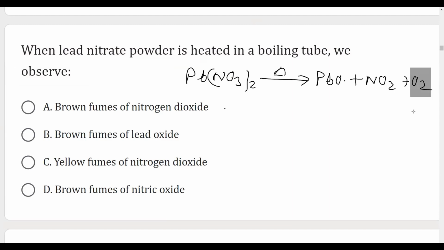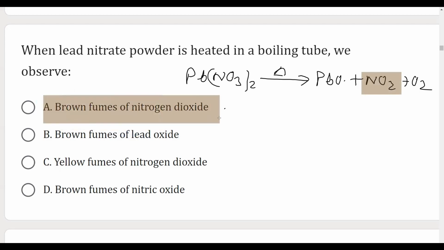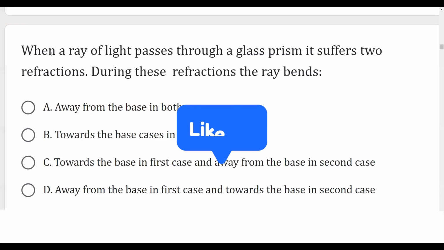Now, what do we know? That oxygen is a colorless and odorless gas, but the color of nitrogen dioxide is brown. So brown fumes come out of nitrogen dioxide, right? And we should also know that lead oxide is a white powder. The other options are not correct. So we'll say that A is the correct option in this case.